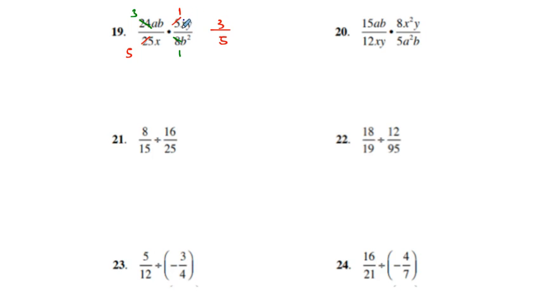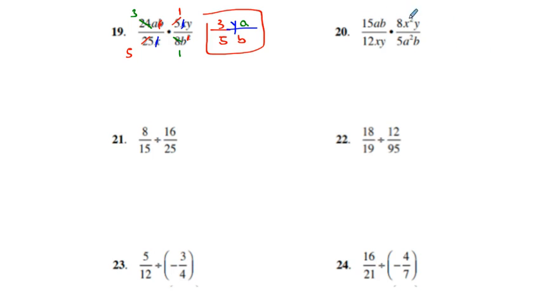Alright, if we did the variables, here's an x, that goes away with an x. There's a y in the numerator, so there's no y's in the denominator, so the y will stay. There's an a in the numerator, there's no a's in the denominator, so the a will stay. There's a b in the numerator, and there's b squared in the denominator, so there's actually 2 b's in the denominator, so this one will go, and you'll actually keep one of those b's. So it'll be 3ya over 5b.